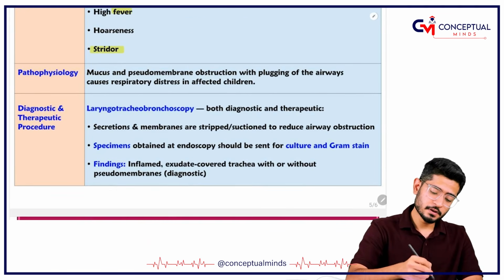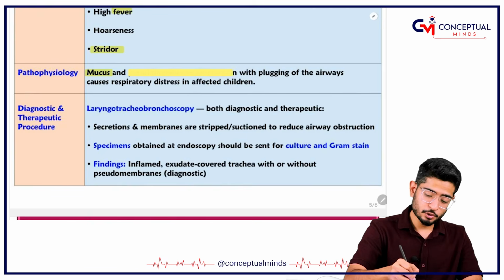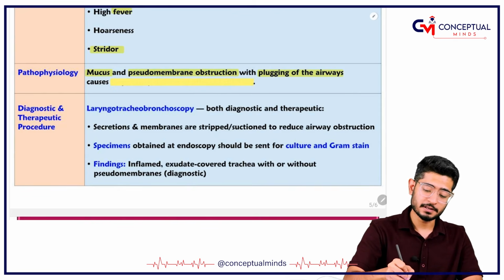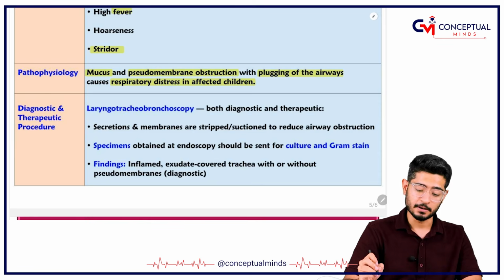So what is the pathophysiology? See, the mucus and the pseudomembrane obstruction is going to do what? It's going to do plugging of the airways, and this plugging of the airways is responsible for respiratory distress in case of children. Okay, and what investigation will you perform?